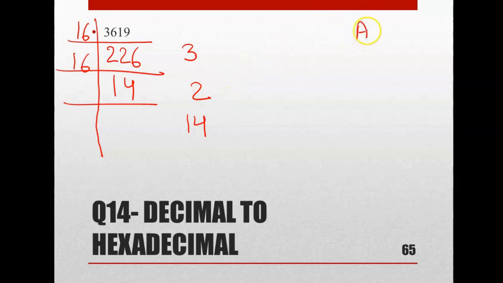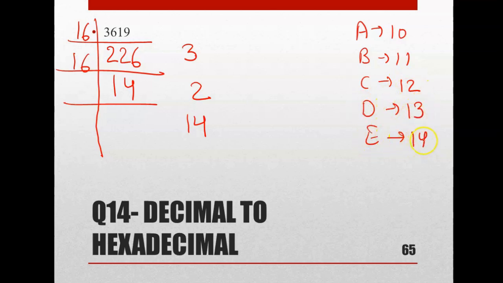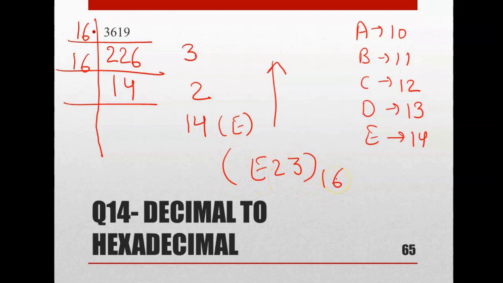And that 14 is what? A is 10, B is 11, C is 12, D is 13, and E is 14, right? So E is 14, this is E only, and down to up you will write E 2 3, and this is base 16. So this is the last part of question number 14. So in this video we covered questions number 12 to 14, right?